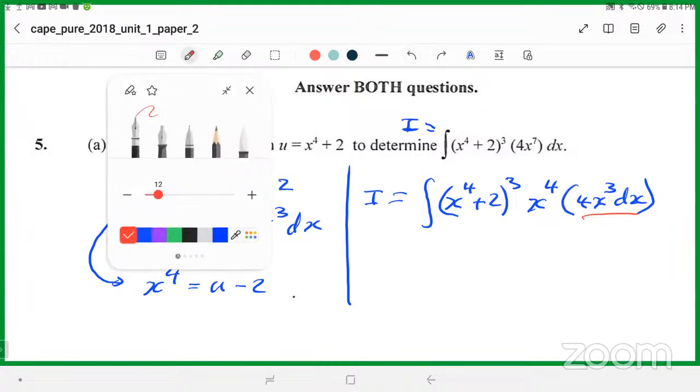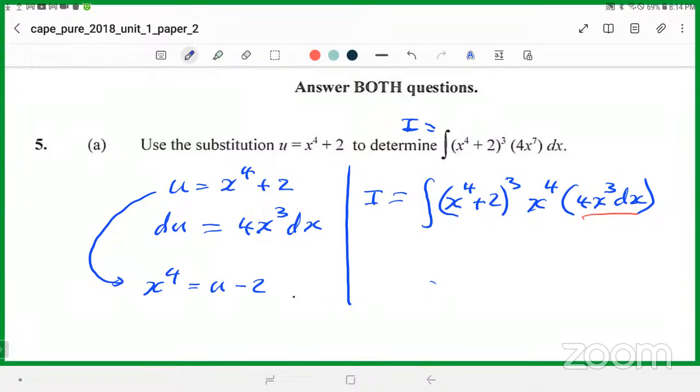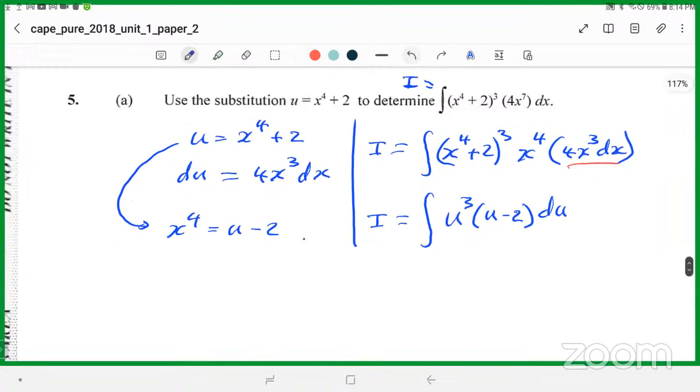All right, so let's go. I'm ready to integrate now. Substitute first and then integrate. So the integral becomes equal to the integral. Now as I said, this inside here is just a u, so I get u cubed. And then the x to the 4th is u minus 2, so I put the bracket u minus 2. Then this expression here is just your du. So this then just becomes du.